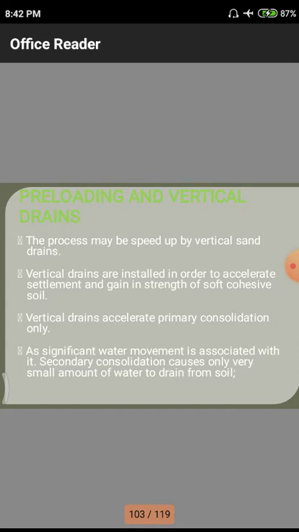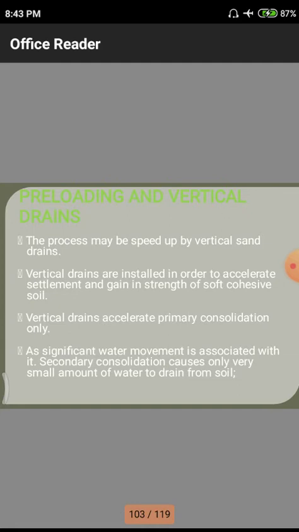After that we are having this preloading and vertical drains. What are the advantages we will obtain by using preloading and vertical drains? The process may be sped up by vertical sand drains. In preloading itself, we need to remove the water from a particular surface. By using these sand drains in collaboration with preloading techniques, we need to remove water as fast as possible. That is the content of the first point.